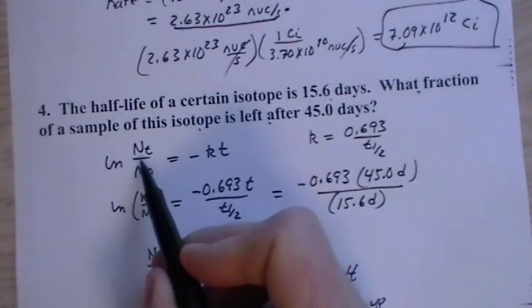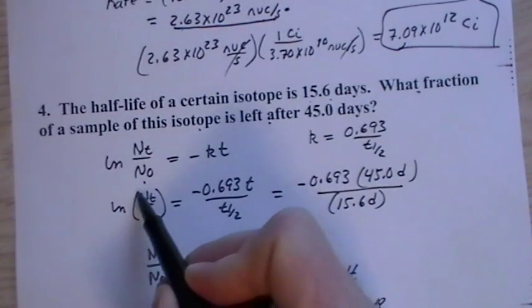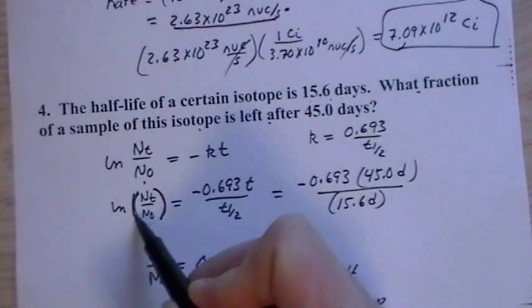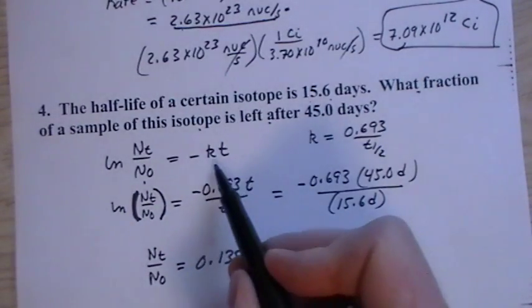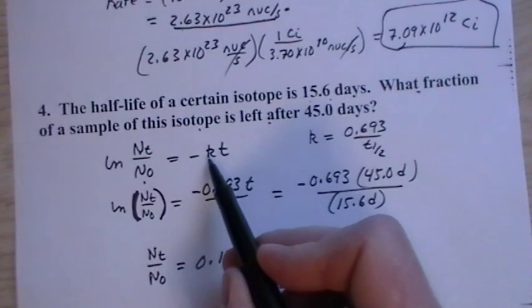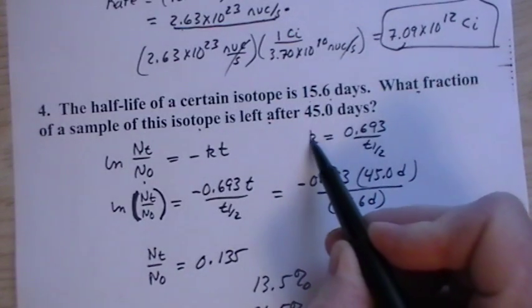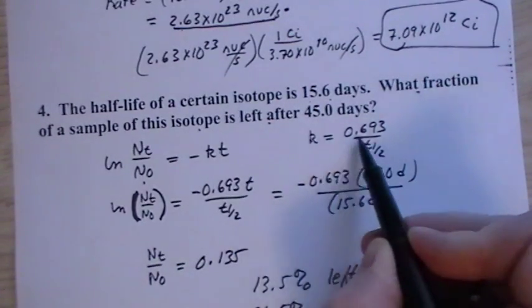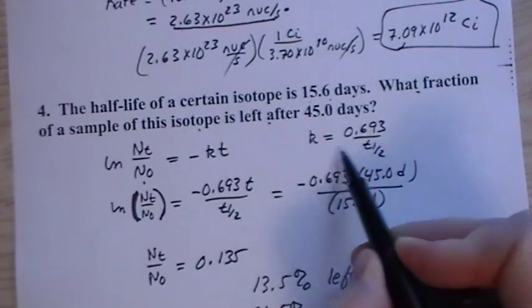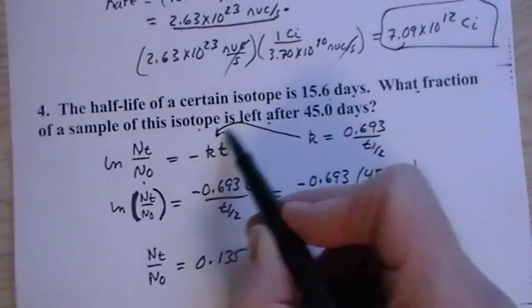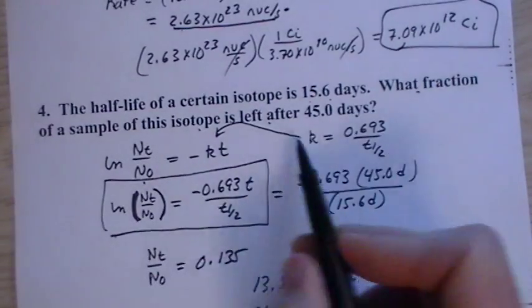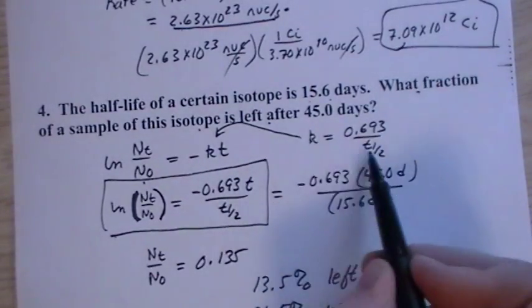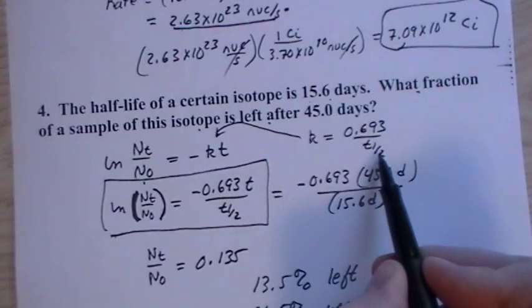We're not looking for NT or N0, we're looking for the fraction. Well, I think we did something along this line back then. But here we're going to get rid of the rate constant by noting that k is equal to 0.693 over the half-life and plugging that in. So we get rid of the rate constant since we know there's a relationship between the rate constant and the half-life.